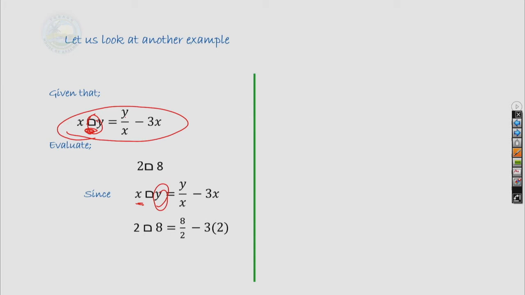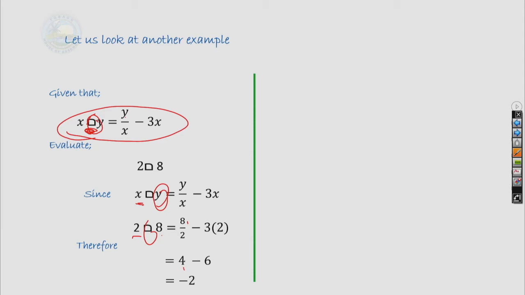So if you look here, we have numbers now: 2 binary operation 8. Take whatever is behind the binary operation and divide it by what is in front of the binary operation. From that, we subtract 3 times whatever is in front of the binary operation. Once we have that line, the next thing to do is utilize our laws of integers and BODMAS. So we divide first. 8 divided by 2 is 4, and we subtract from that 3 times 2. 3 times 2 is 6. So it gives us -2.